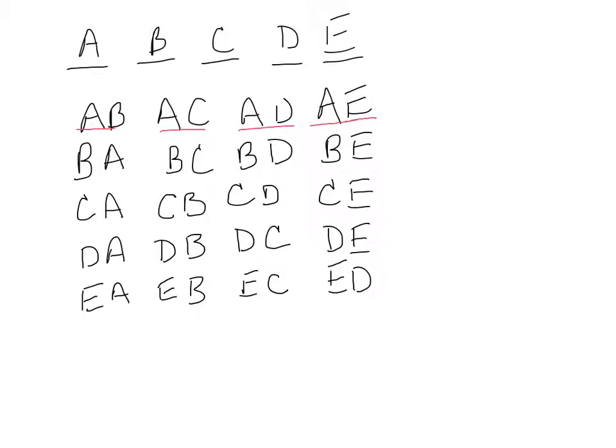Wait a second. A with B is the same thing as B with A. So I've actually overcounted here. So let's get rid of this one as not to be redundant. Then we have B with C, B with D, B with E. And as you see here on this next row, we are also being redundant with this item. C with A is the same as A with C. And C with B, right above it, we had B with C. So we've overcounted in this way.